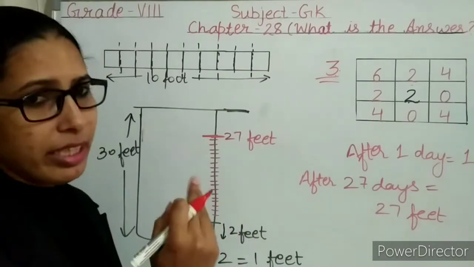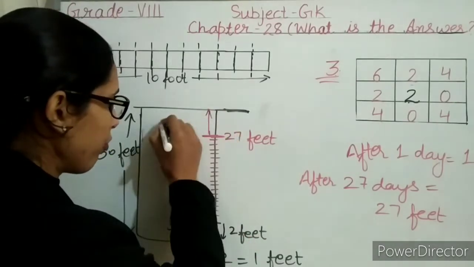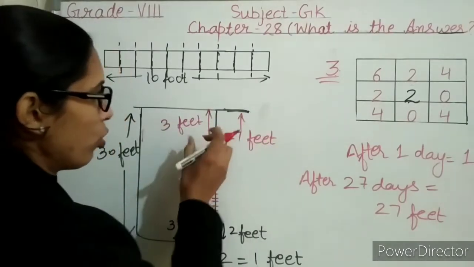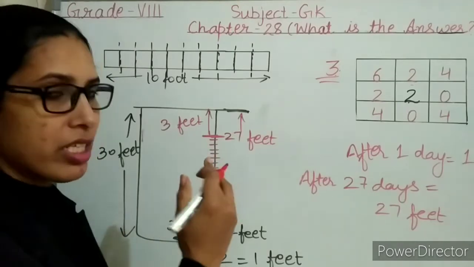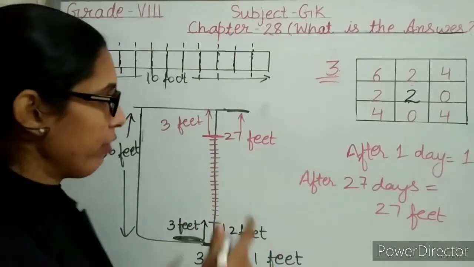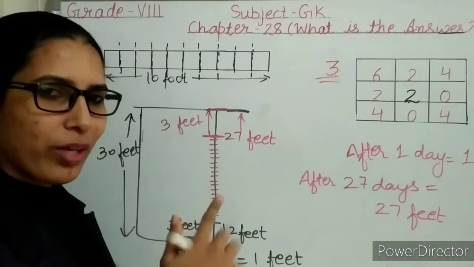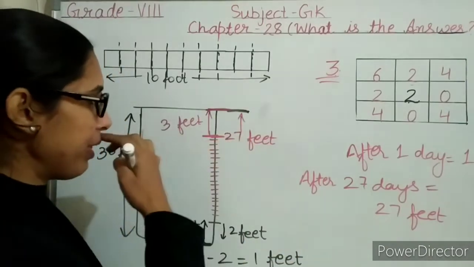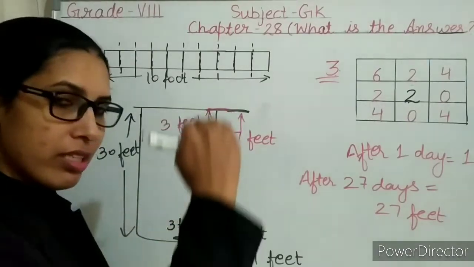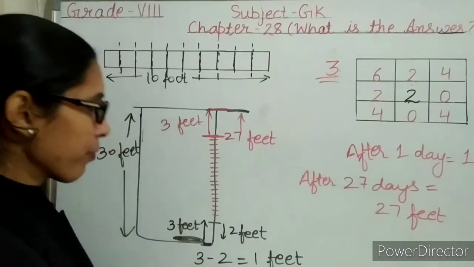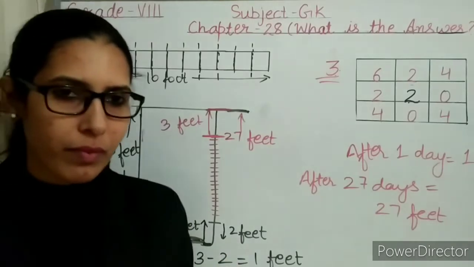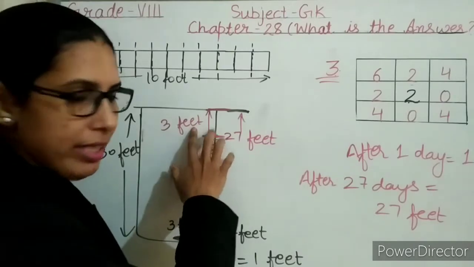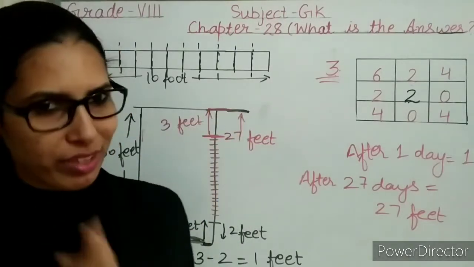I know that next day he will move how much? 3 feet up. He will reach 3 feet up next day. So after 28 days, he will be on the top. Okay, he has gone outside. So on the 28th day, we will not consider the slipping back portion, because at the end of the 28th day, he has covered 27 plus 3, that is 30 feet, and he has come out of the well.